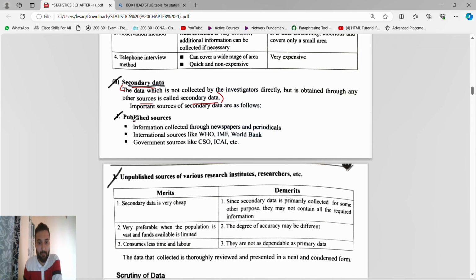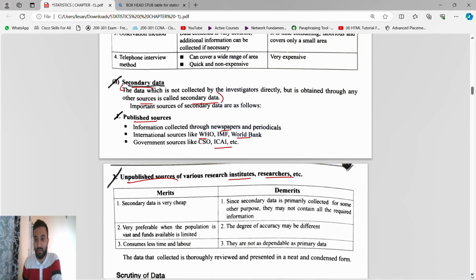So secondary data means either published or unpublished sources. Published sources means newspapers, WHO, World Bank, ICAI, so government resources and international resources. These are already published somewhere, like articles. Unpublished sources means institutes and researchers, because their work is not published. You will go and meet them, understand the concept, take their knowledge and help, write down all the information, and then come back. So this is secondary data, you are taking help from another person.